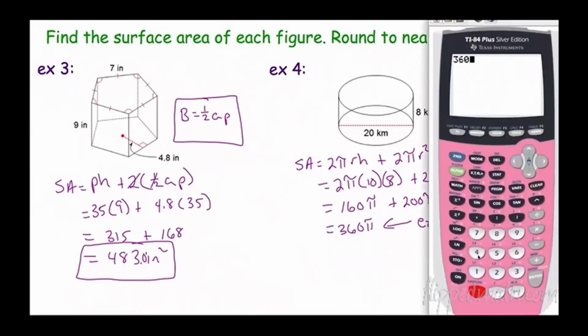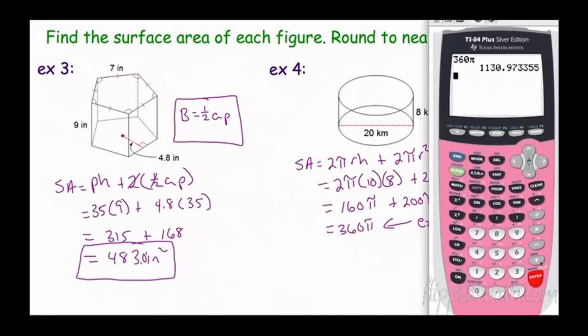360 pi. Our pi symbol is right here above the exponent button. So if I have to get to the blue, I have to press second. Then I can press the pi button. Now this is going to give me my decimal approximation. I'm using this value of pi. I don't want you to put 360 times 3.14 in. I want you to do it this way so all of us have the same answer. All right? Because I want to make sure you guys know how to round as well.